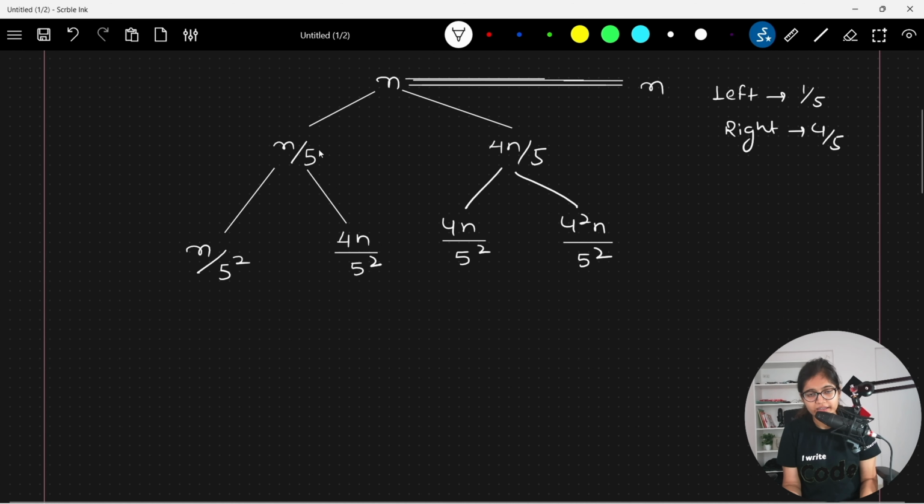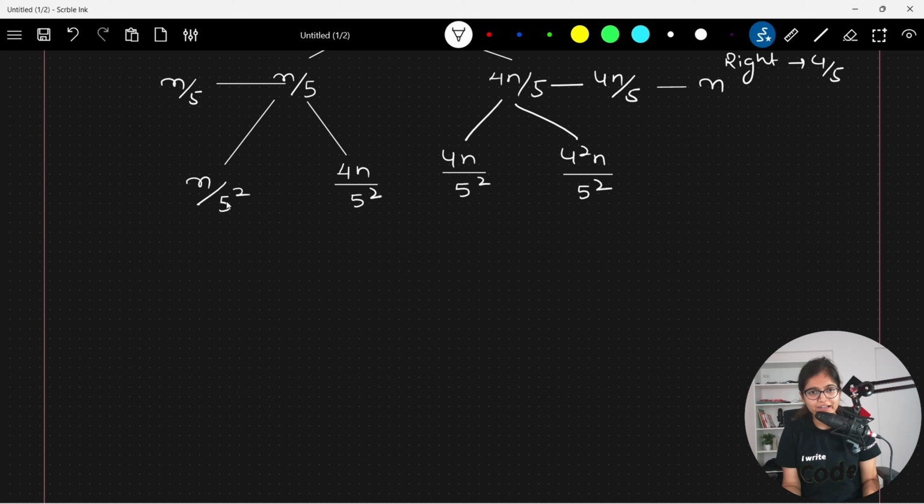Now again, the cost required to split: if I am splitting n elements into two halves, the cost required is n. So when I am splitting n/5 elements into two halves, the cost required will obviously be n/5, and similarly here it will be 4n/5. So the total cost required in the second level will be 4n/5 plus n/5, which equals n.